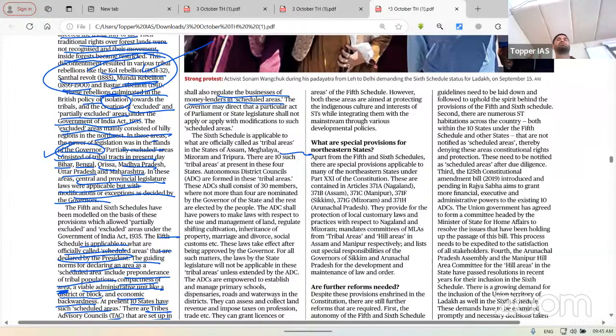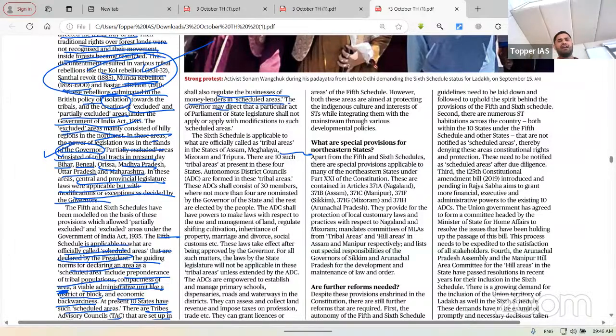You know that in British times, money lenders were a big issue, correct? Most of the revolts happened because of money lenders' interference, right? So the tribal population's indebtedness was increasing, debts were increasing. This was also happening in British times, right? So money lenders' interference was a big issue there. To fight against money lenders only, many rebellions have happened, like for example, the Santal rebellion, right? So the governor can regulate the business of money lenders in scheduled areas.